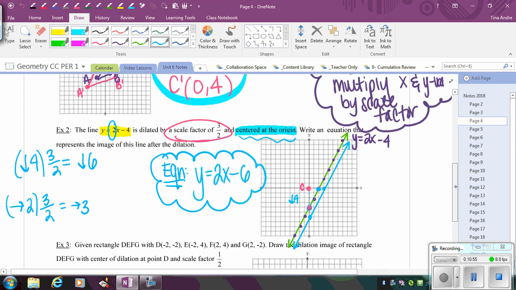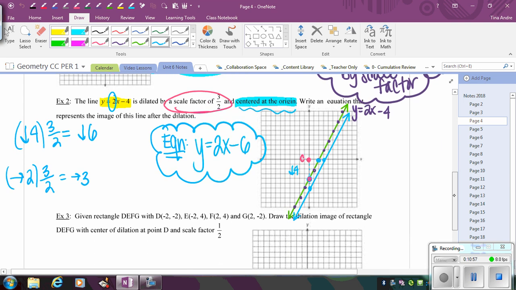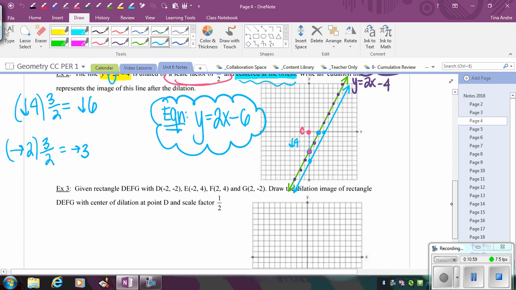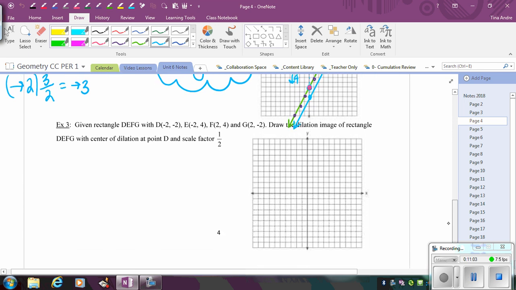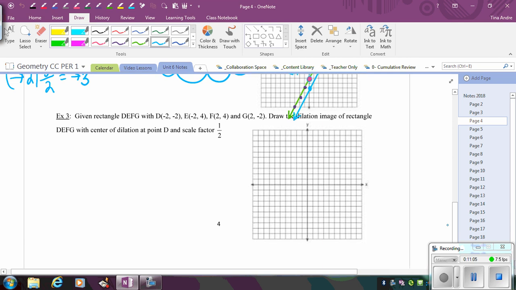So we'll discuss this a little bit further in class, because dilations of lines are a little bit trickier. So we'll go further with that. But before I leave you, let's look at this last example where you see a dilation that is not centered at the origin, just so you can see kind of the similarities and the differences.